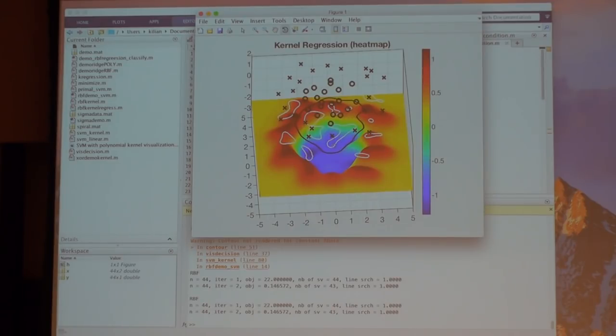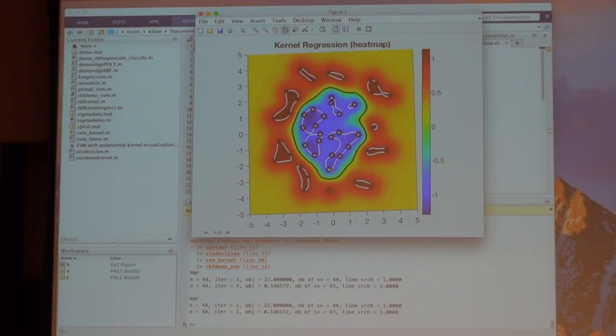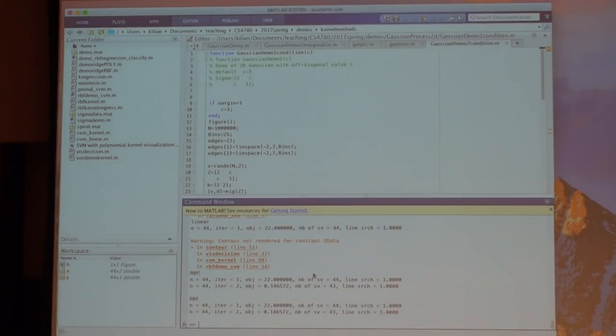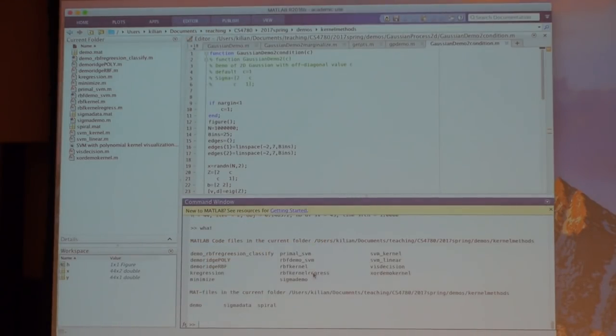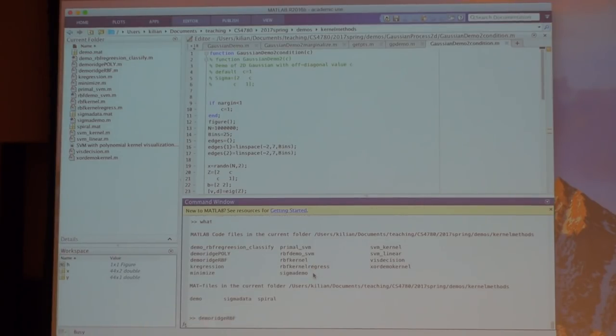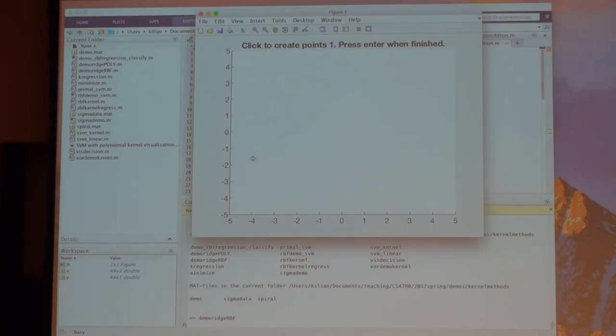What are the white lines? The contour lines, right? Oh, good point. The white lines are the lines where the decision boundary is exactly one. So those are the support vectors. I can also show you one more demo. I also showed this last time.